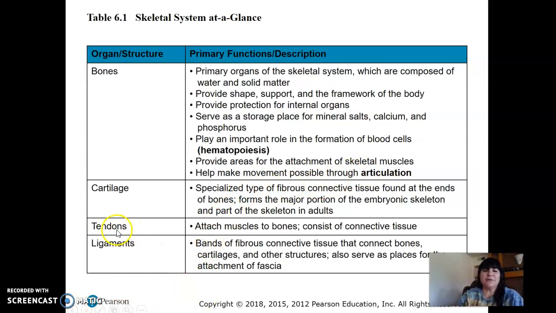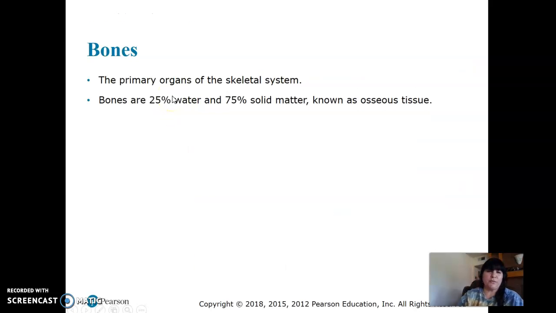So cartilage is a different type of tissue. It's soft, and it helps with cushioning between bones. Again, tendons attach muscle to bone. Ligaments attach bone to bone. And if you look, right, we talked about histology tissues. So tendons is connective tissue. Ligaments also connective tissue. Bones are actually connective tissue too. So bones made out of water, solid matter called osseous tissue, right? So if you hear the word osteo, we're talking about bone, like osteoblasts, osteoclasts.